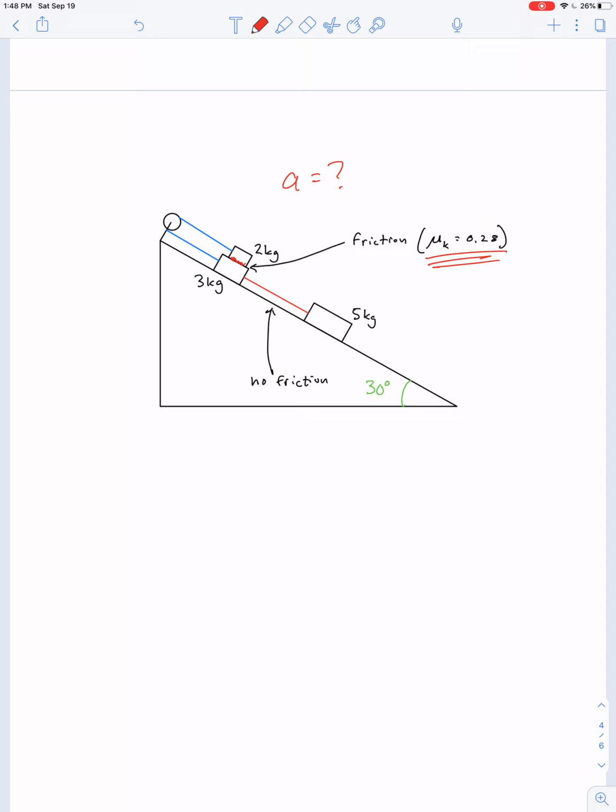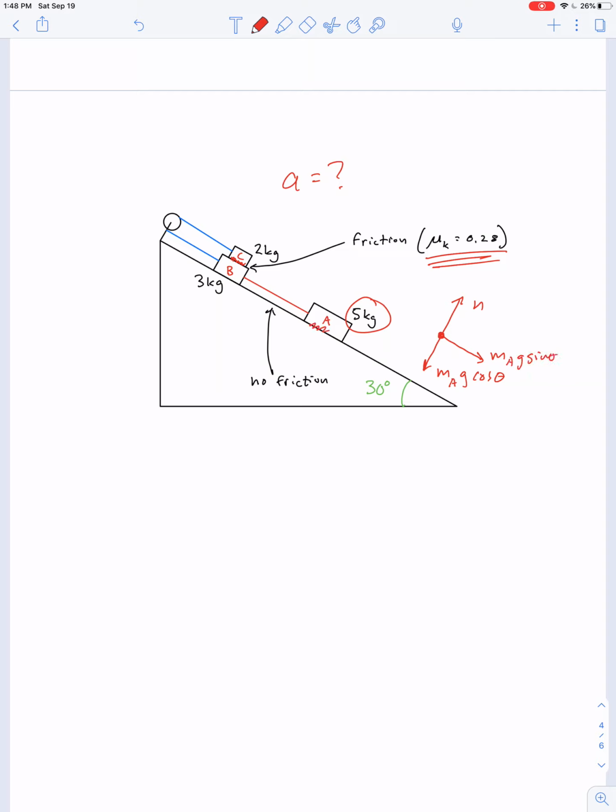So we're going to make free body diagrams. Let's make a free body diagram for the 5 kilogram block. Normal force. We'll call this block, how about A, B, and C. So this is m_A g cosine theta. And this is m_A g sine theta.